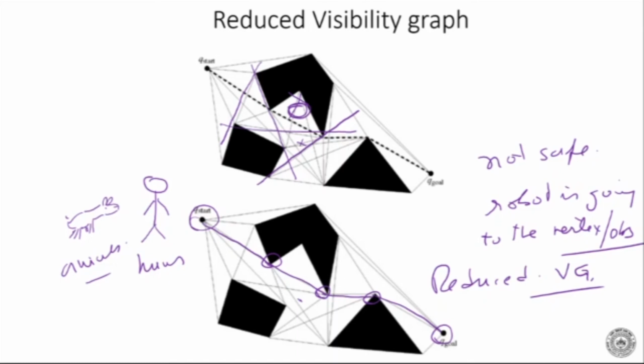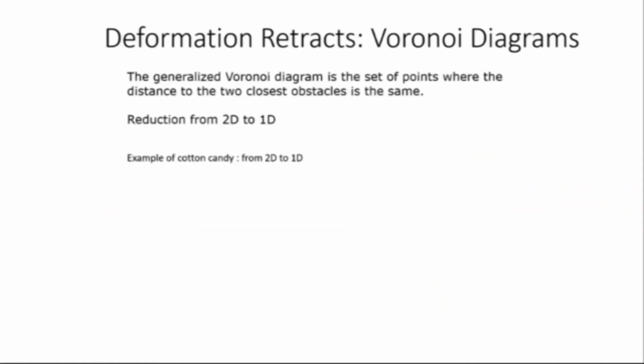That's a bad idea. So the next thing that we do is we look at what is called the Voronoi diagram. So the generalized Voronoi diagram is a set of points where the distance to the two closest obstacles is the same. So you have a reduction from 2D to 1D.